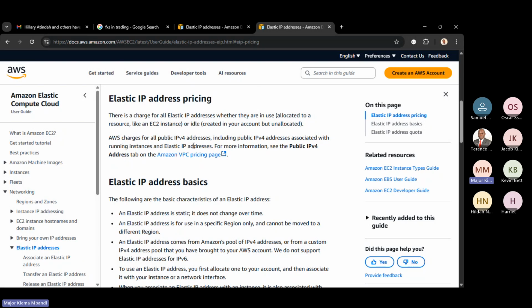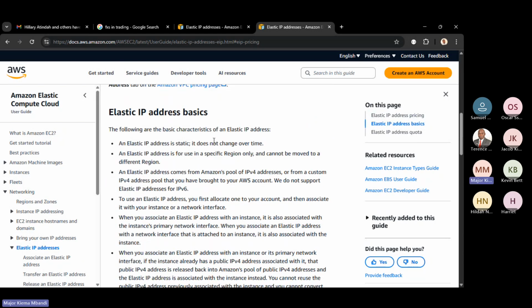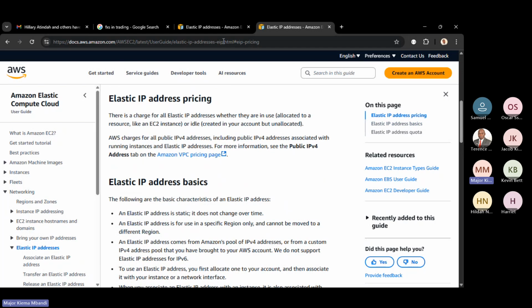So AWS charges for IPv4 addresses, including IPv4 addresses associated with running instances and elastic IP addresses. So on your free time, you can just go and see this. So you say that it is only billed when it's attached? No, that's not the correct one.